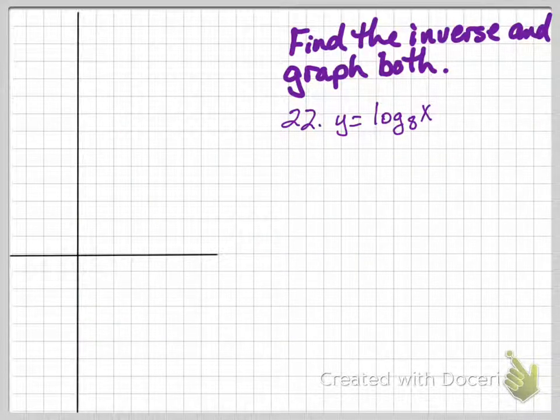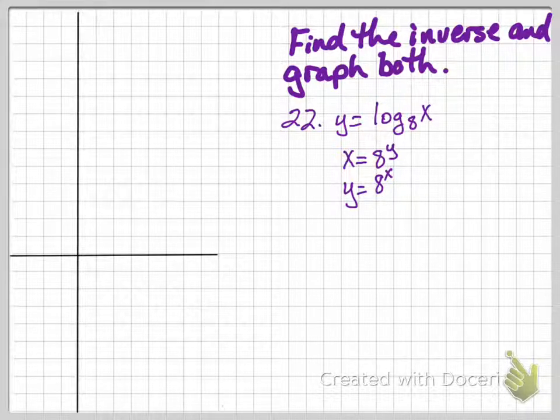Okay, last one we're going to do. It says find the inverse and graph both on the same coordinate plane. So we're going to do y equals log base 8 of x. To start out, we're going to turn that into an exponential. So x is equal to 8 to the y power. Now we're going to find the inverse, so we're going to flip x and y. y equals 8 to the x.